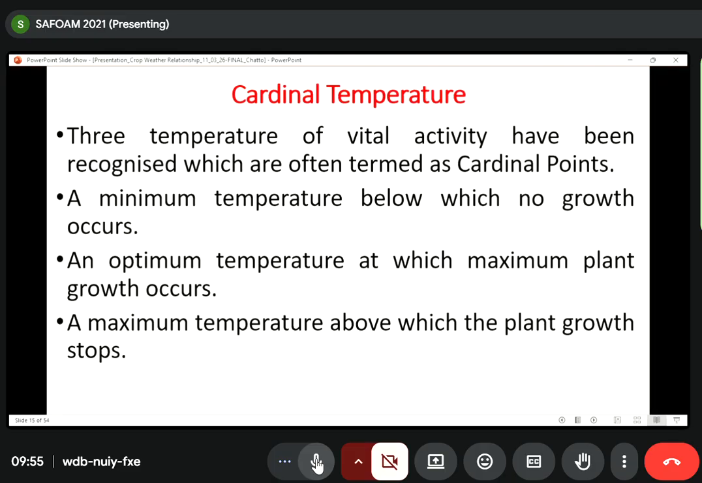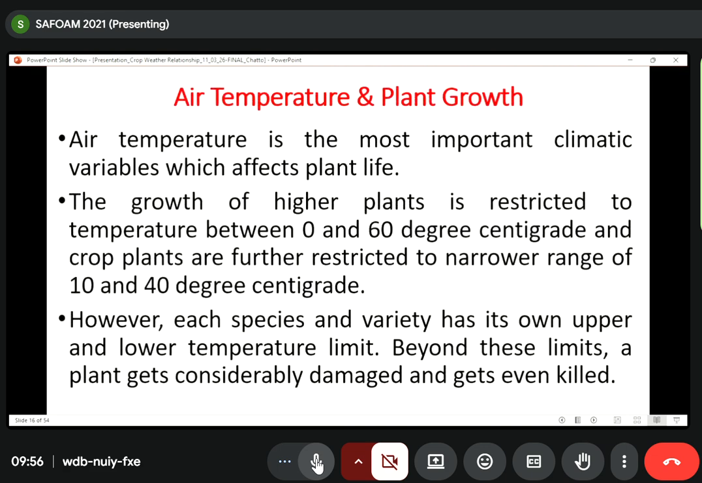Temperature. This is air temperature. I'm talking about the minimum, where no growth occurs, the optimum temperature, where maximum plant growth occurs, and the maximum temperature, above which plant growth stops. So one is minimum, one is optimum, and one is maximum. It varies from crop to crop, but we call this the cardinal temperature. If we know these things, then we can schedule our selection of the crop.